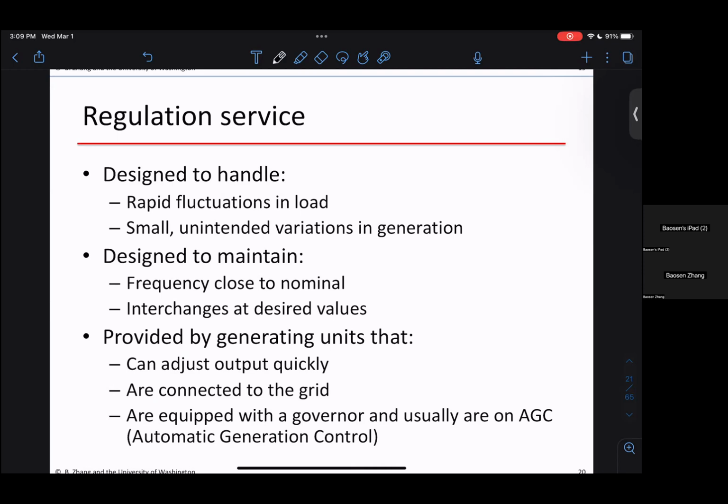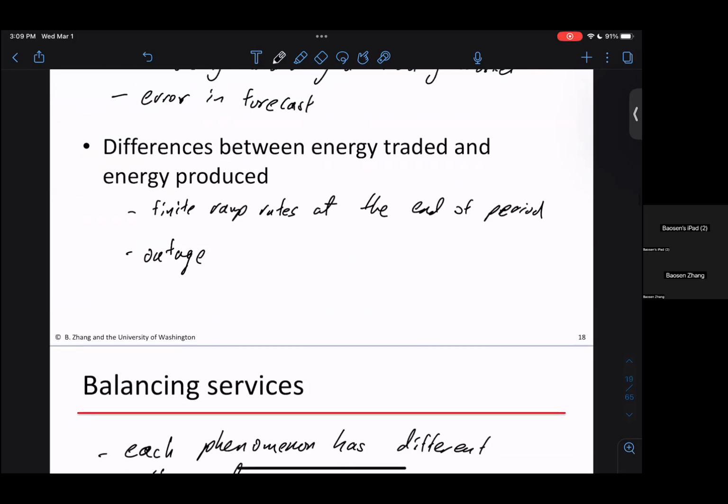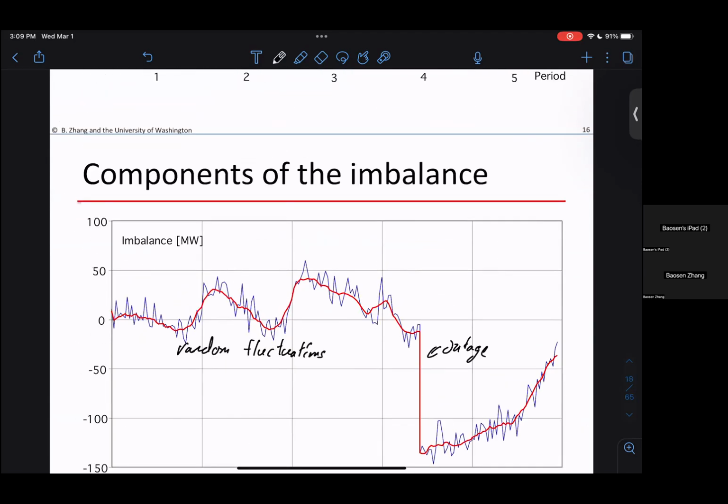They need to be connected to the grid. And you need to have this for automatic control. You need to be able to sense frequency and then control your output. So what does regulation service do? Regulation services basically track these little blue things. That's what regulation service provides. You have these blue uncertainties, you track them, you cancel out, you balance out these blue things.